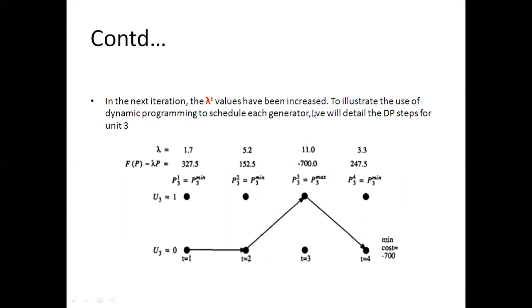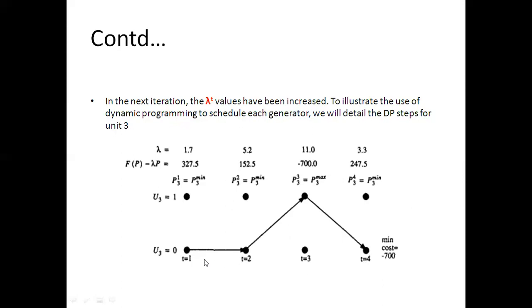Now we will see how we increase the value of lambda t. What is the mathematical calculation behind that lambda t approach? To illustrate the use of dynamic programming to schedule each generator, we will start the DP steps for unit 3. We are generally dealing with two conditions. If I follow that particular graph pattern, at t equal to 1, the first hour, the unit 3 is in off condition. The second hour unit 3 is on condition.